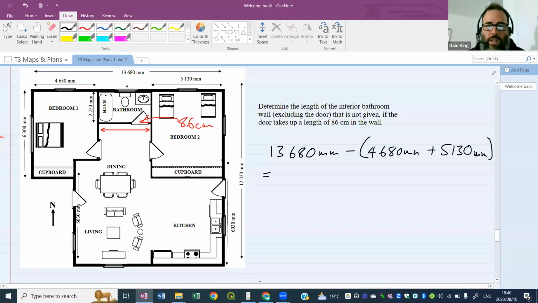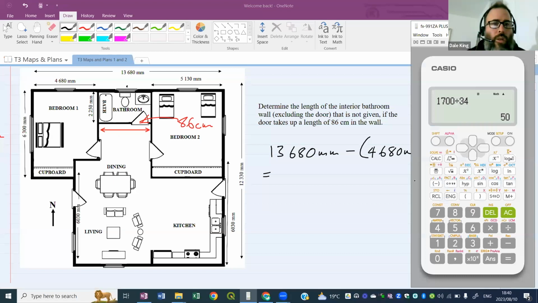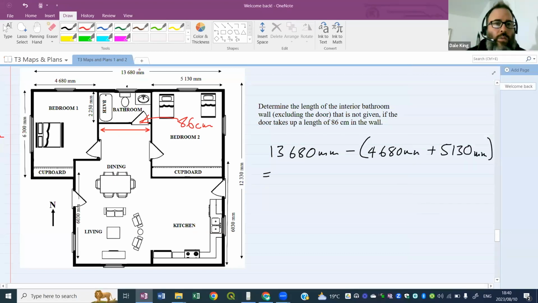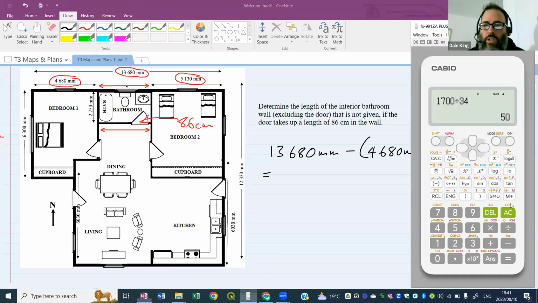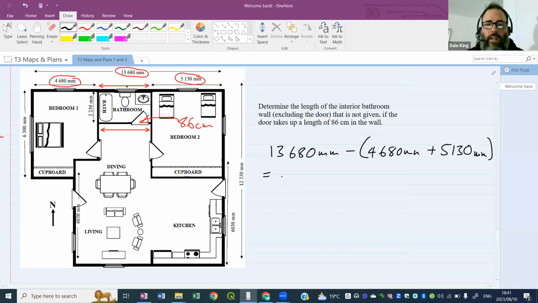All right, so let's do this calculation. We're taking the whole length of the house, which is this one at the top here, and we're going to minus this 4680 and minus the 5130 to get this dimension in the middle that's missing. All right, that's what we're doing here. So let's do that calculation. 13680 minus 4680 plus 5130. All right, Emmanuel, I got 3870.